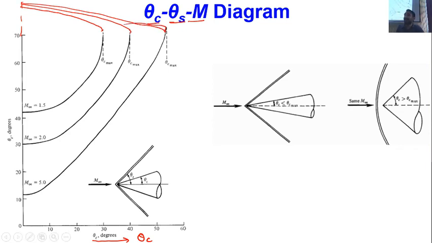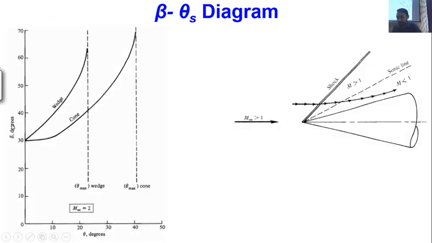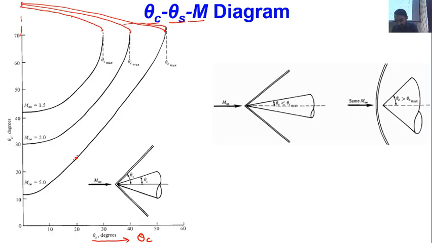So this curve is identical to the theta beta M diagram. For a given cone angle and any known value of M infinity, I have two solutions for the shock wave. One is this value of theta s and another is this value of theta s. The higher value of theta s is the strong shock solution and the lower value is the weak shock solution. We can make an analogy from our earlier two-dimensional flow. So this is strong, this is weak, and mostly we will be experiencing the weak shock solution.